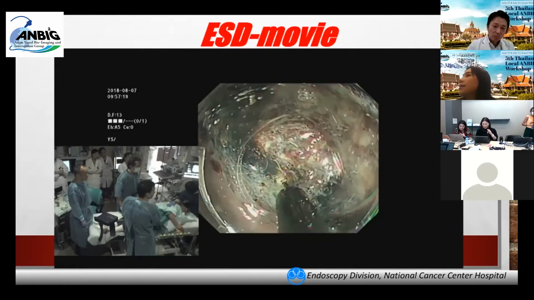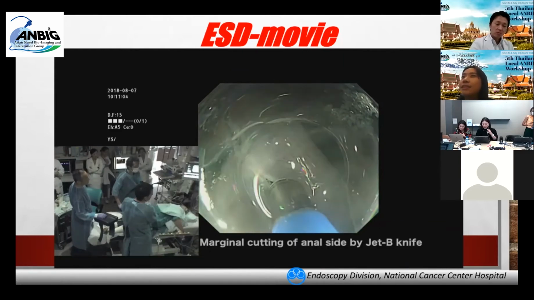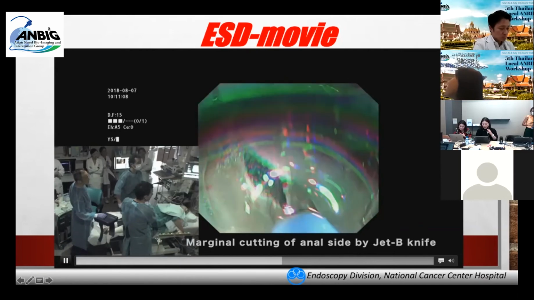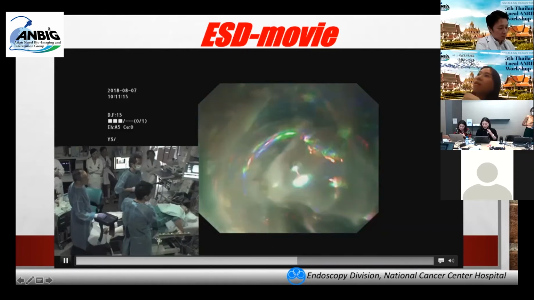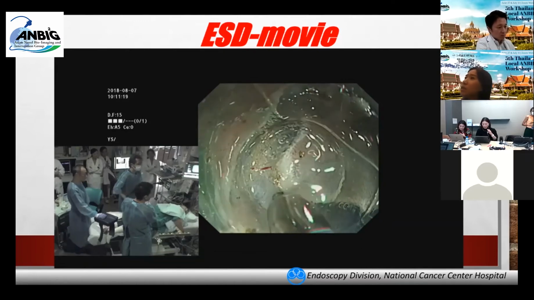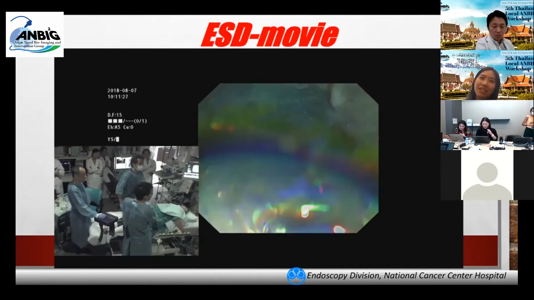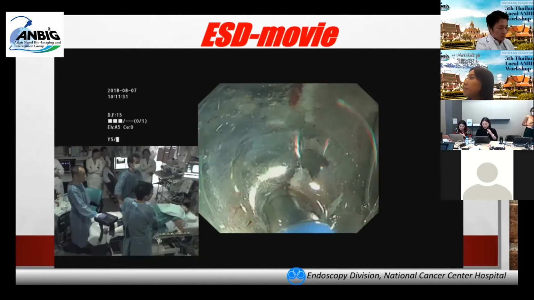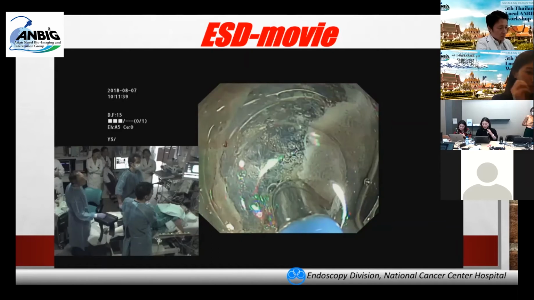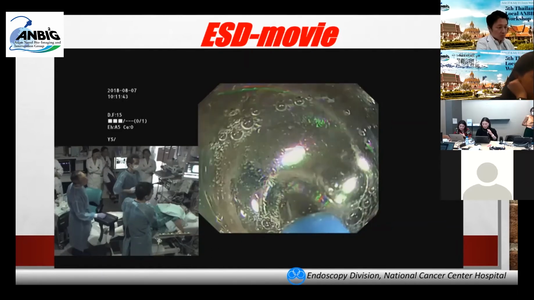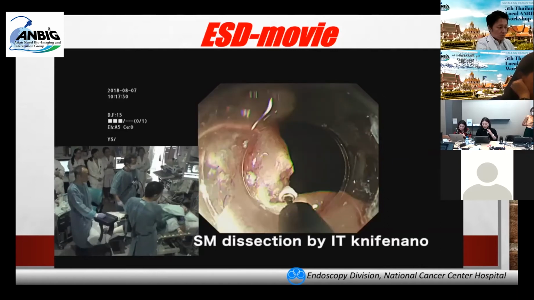Despite the tumor's deep depressed component, the submucosal lifting was really nice. After completing the submucosal dissection in the retroflex position, now I'm starting the marginal dissection of the anal side using the straightforward view. And after marginal dissection, using the water jet function through this same V knife. It's really important to start the submucosal dissection immediately after partial marginal dissection. Also, this short type ST hood is really nice for entering the submucosal layer effectively. And then submucosal dissection using the IT knife nano.